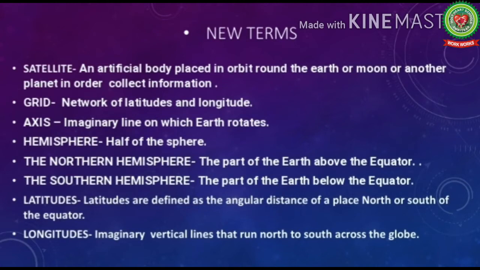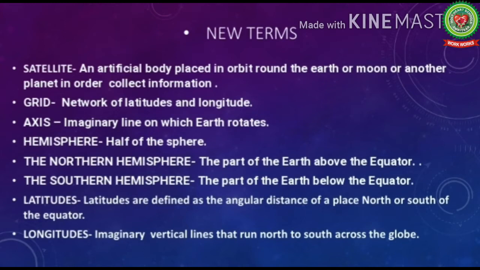Number 1. Satellite. An artificial body placed in orbit round the Earth or Moon or on another planet in order to collect information. Number 2. Grid. Network of latitudes and longitudes. Number 3. Axis. Imaginary line on which Earth rotates. Number 4. Hemisphere. Half of the sphere.